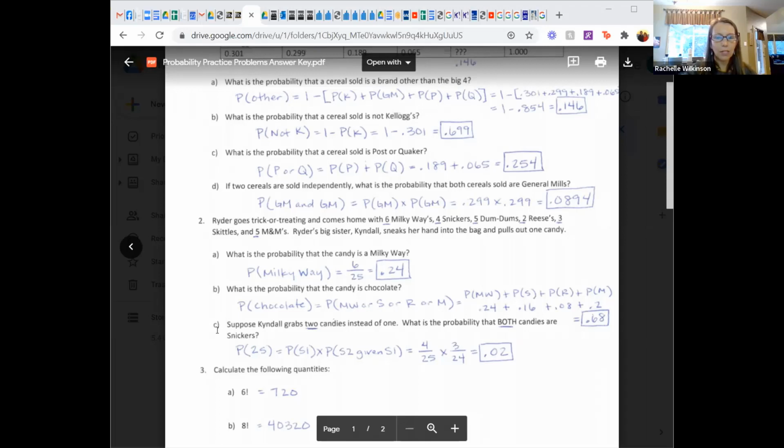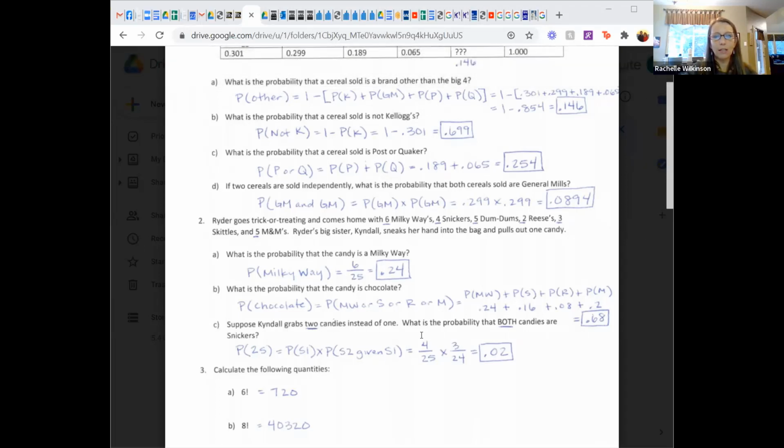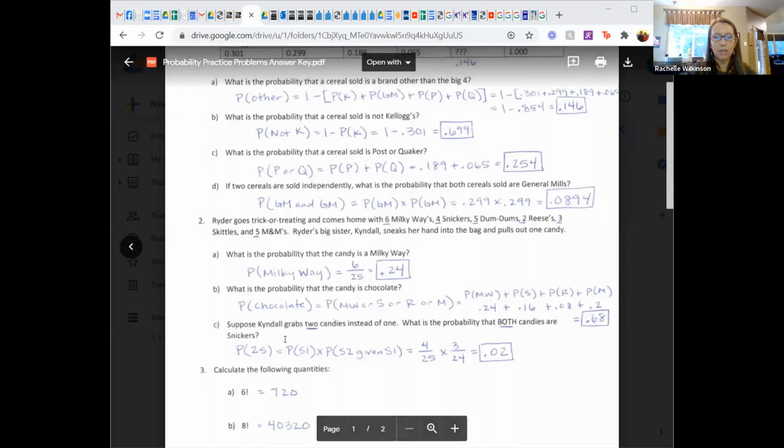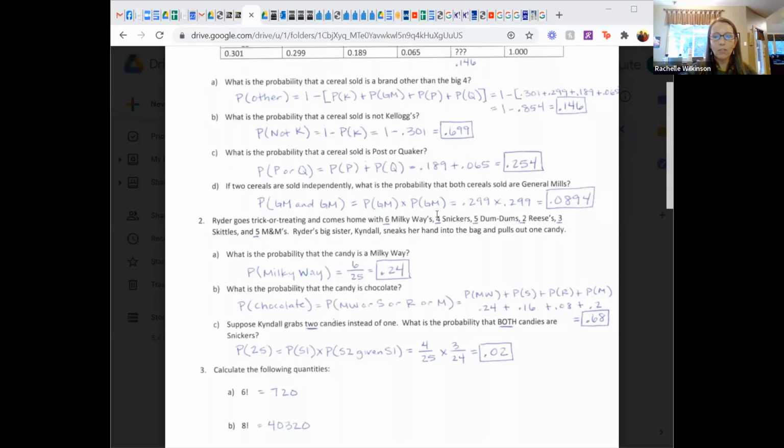And then probably the trickiest one here was part C. Suppose Kendall grabs 2 candies instead of 1. What's the probability that both candies are Snickers? So we're talking about 25 candies in the bag. It's a fixed number. So these are not independent events, since whatever she draws out the first time is going to affect the probability of what she draws out the second time.